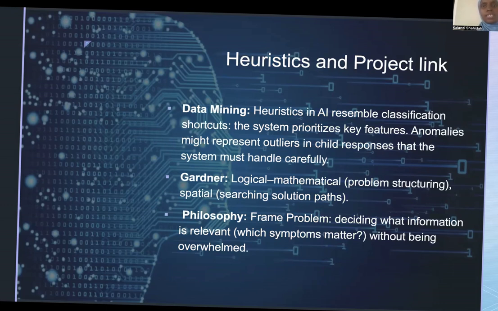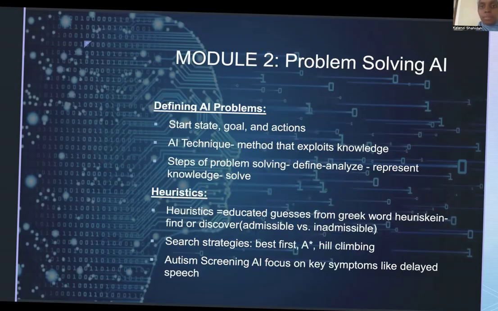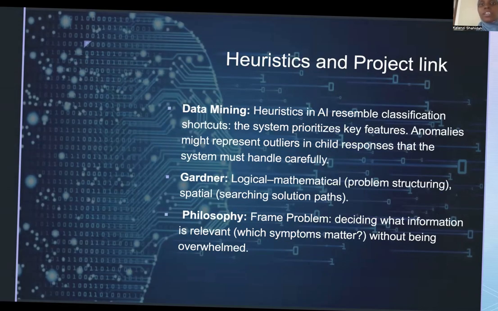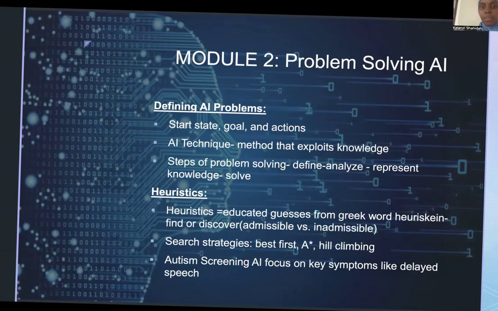Then in data mining, heuristics in AI resemble classification. And remember, in classification, we are talking about rules. We are focusing on high risk and low risk. Heuristics resemble that classification in that way, because heuristics are educated guesses. So they immediately know if you're at a high risk or at a low risk.